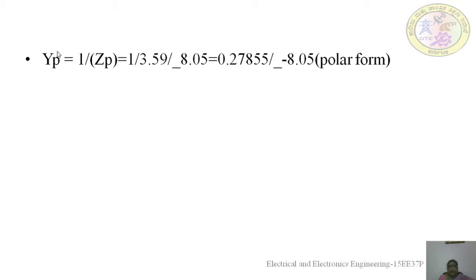Now we have to calculate the admittance. Yp represents the admittance in the polar form. How to calculate the admittance? We already know the impedance now. Admittance is nothing but the reciprocal of the impedance. So substitute Yp is equal to 1 divided by Zp.